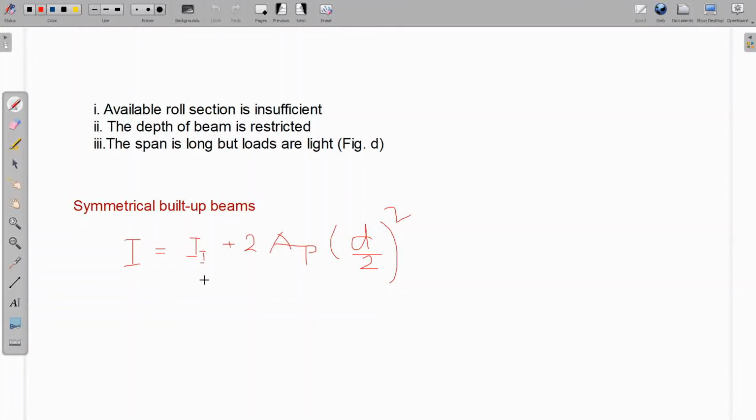That means IR is the moment of inertia of the rolled I section, whatever I section we have used, AP is the area of the cover plate, that is the flange plate, and D is the depth of the section. Now if you divide this equation by D by 2, what will I get? I divided by D by 2. D by 2 is basically the distance from the top fiber to the CG, that is Y bar. So I by Y bar is Z, the section modulus of the whole section.